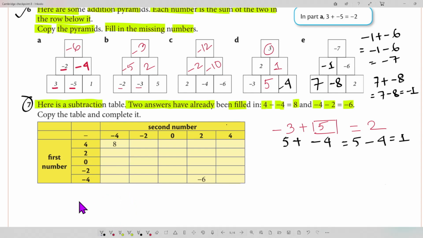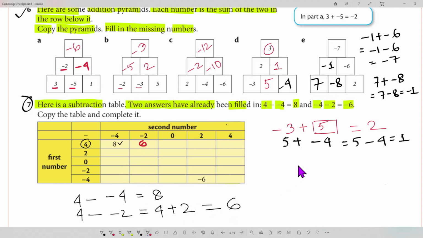So first 4, look, 4, then minus, and then minus what? 4. So we get, here is 8. Done. Next 4, then minus, here is minus 2. So 4 minus and minus plus, and here is 2. So finally 6. So we can write in here 6.